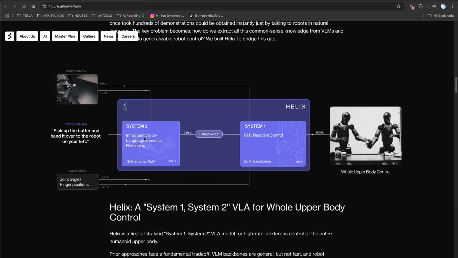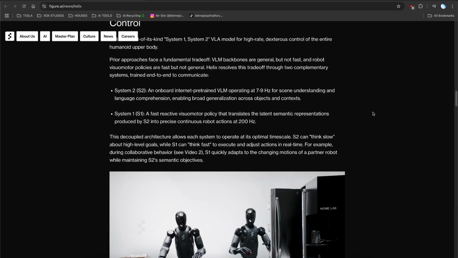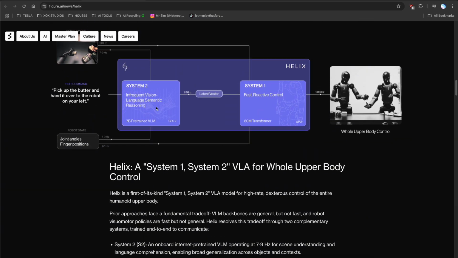So system two gets all this information and is slowly planning this at 7 to 9 hertz. 7 to 9 times per second is pretty high still. And it sends that over to system one, which also received the image and the joint angles and finger positions. But this works at 200 hertz, and that outputs the joint angles, the control of the upper body of the robot. So it is a nice little trade-off because system two is slower to run. This requires the world understanding and everything, and then this is more of fast control.